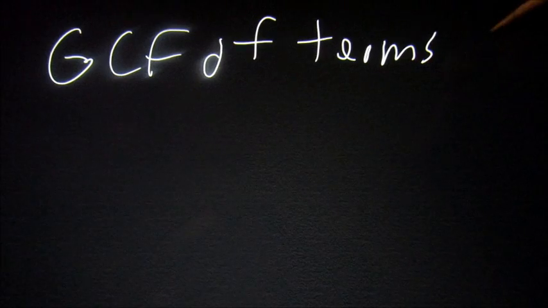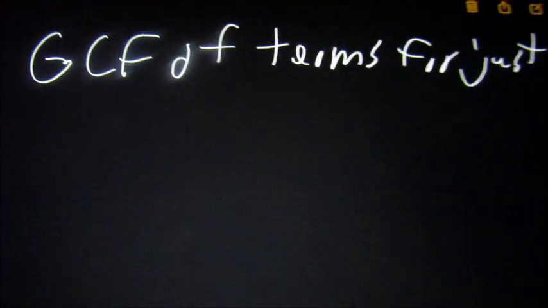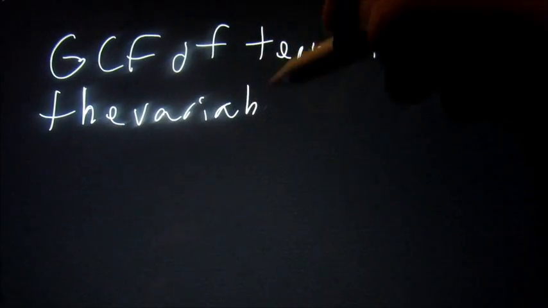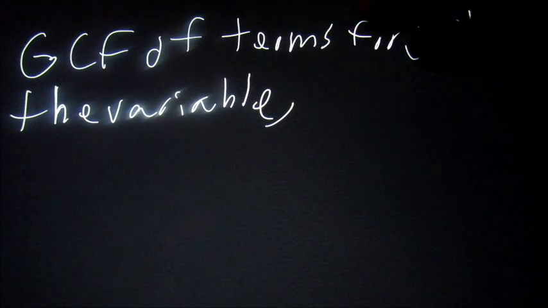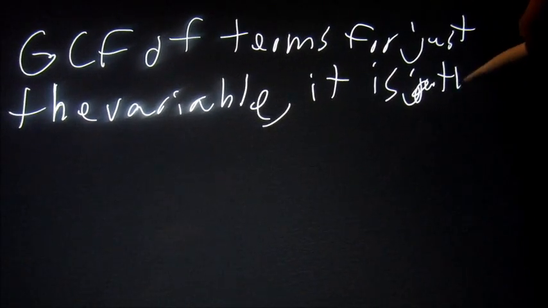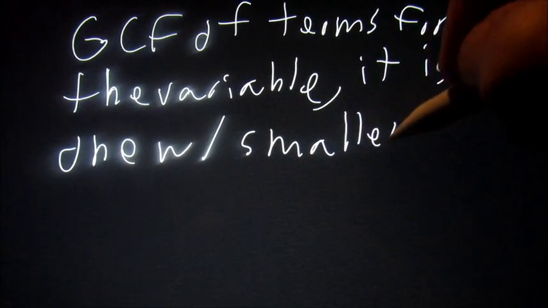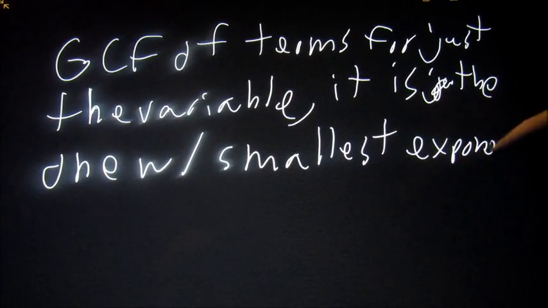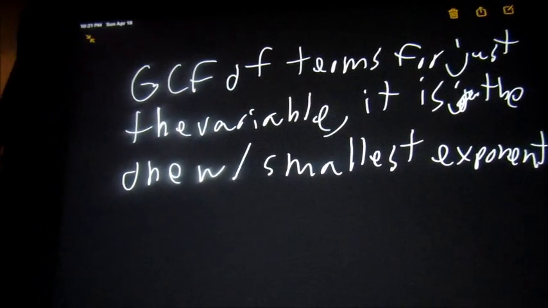So the next thing is the greatest common factor of terms where there's the variable part. So for this, greatest common factor of terms for just the variable part, and this part is even easier. For these, it is the one with the smallest exponent. So on these, you can just look at them and get the answer.